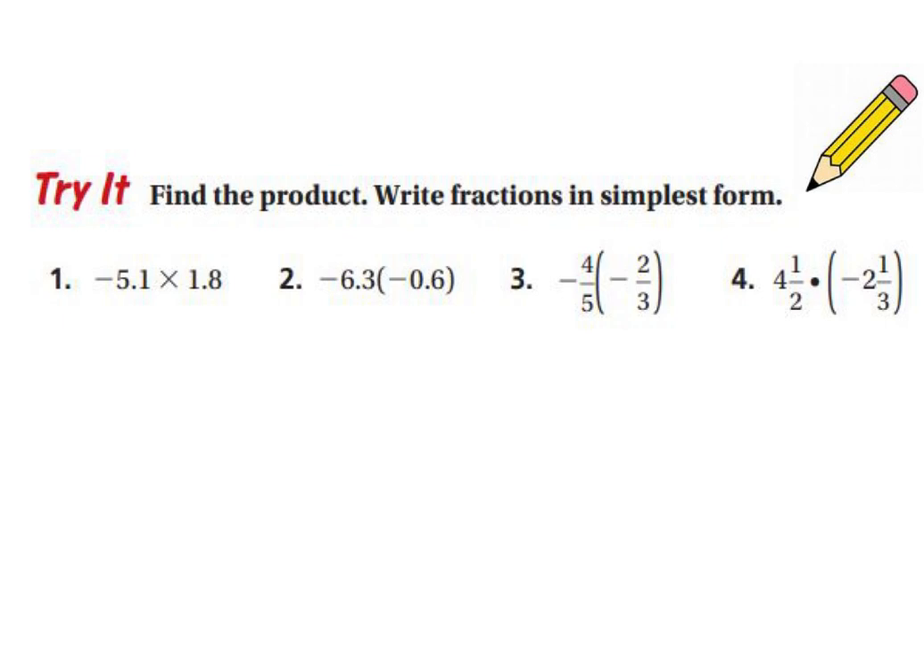Now it's your turn to give it a try. In your student journals, please pause the video and answer these 4 questions showing all of your work. Then once you've completed them, push play, and I'll go through each of the questions individually for you.